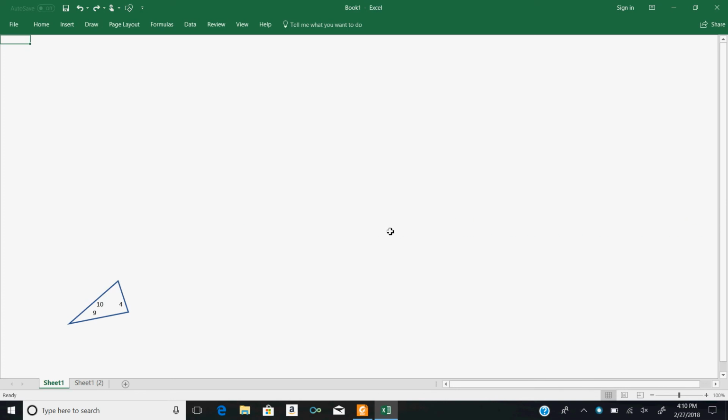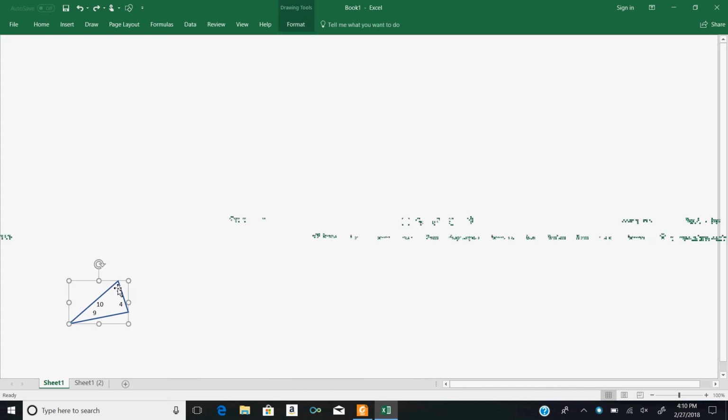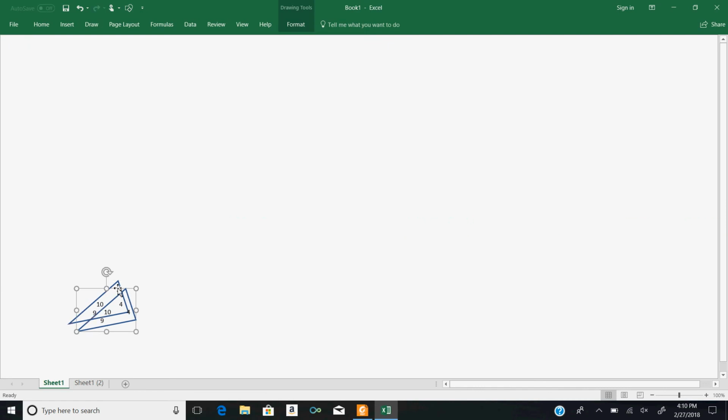Before I go over the group work, I want to do a quick explanation of scale factor. You see a triangle down here that I have created. I am going to make a copy of that triangle. I'm going to make several copies, in fact, and I'm going to use that to build a new triangle.